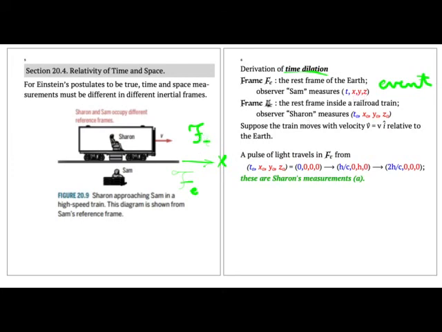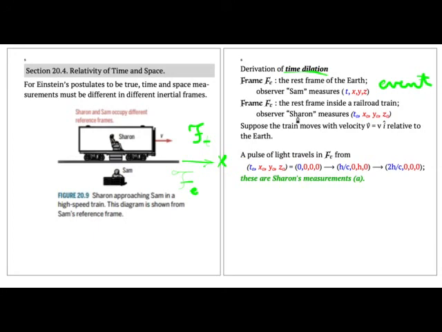Now the frame F sub t is at rest with respect to the railroad train. So it's the rest frame inside the train. Also outside the train, but in particular, it's moving relative to the Earth, co-moving with the train.